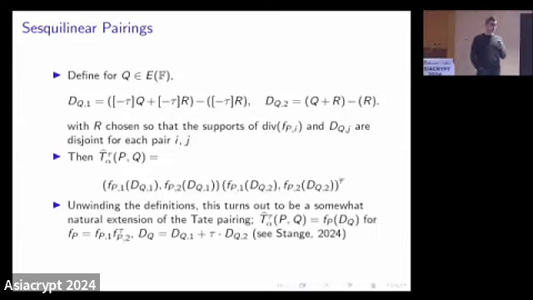And I just want to note for those of you who may be familiar with the definition of the classical Tate pairing in terms of divisors, this is a somewhat natural extension of the Tate pairing. If we define f_P just to be this product of f_P1 and f_P2 acted on by tau, and similarly define D_Q to be the sum of these two divisors where tau is acting on D_Q2, then we can think of this pairing as just f_P evaluated at the divisor D_Q.